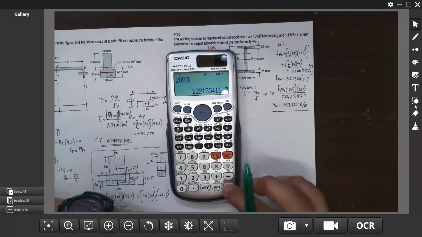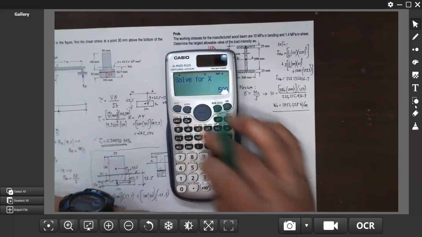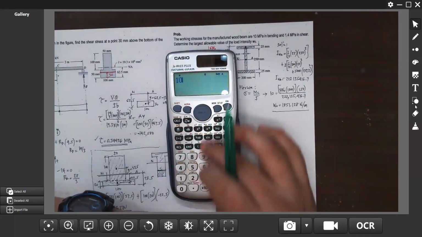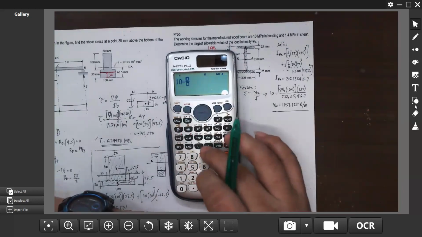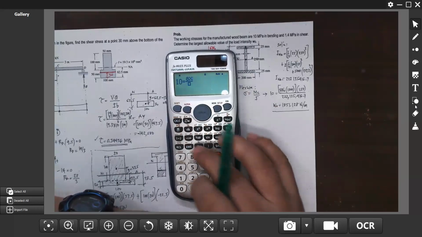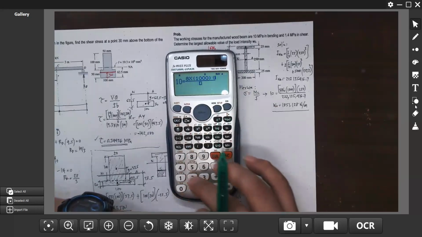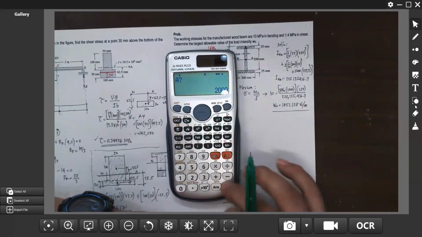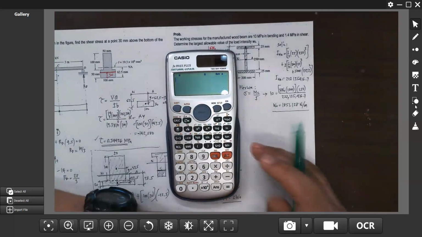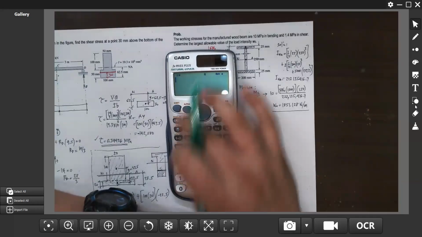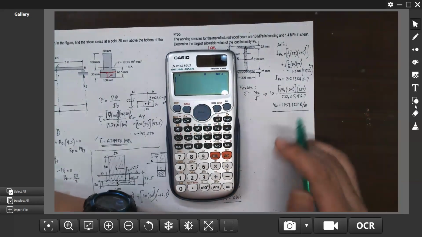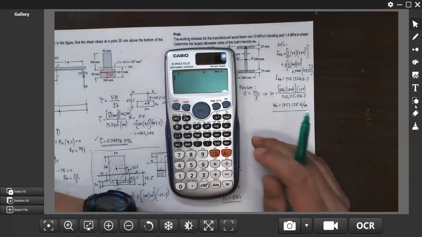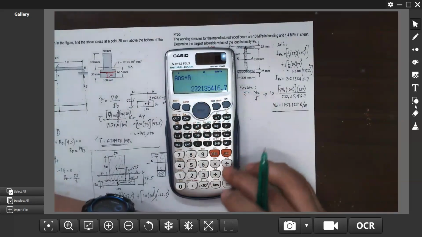Let's use 2,000 only. Sorry. 10 equals 8 alpha x times 1000 times 150, alpha A. Shift solve. Why? Oh, because this A. Again.